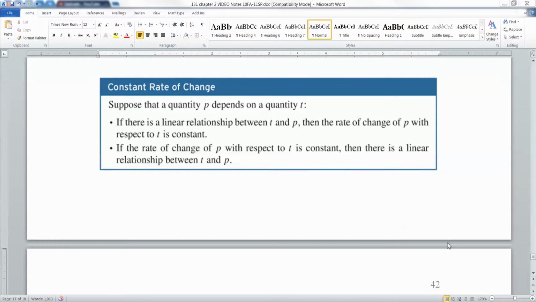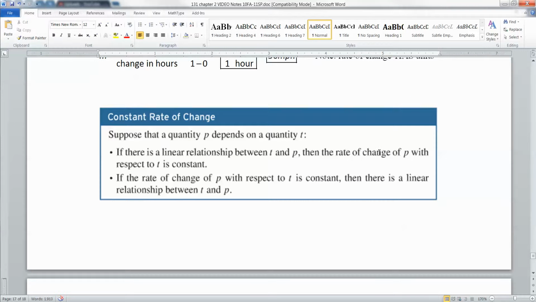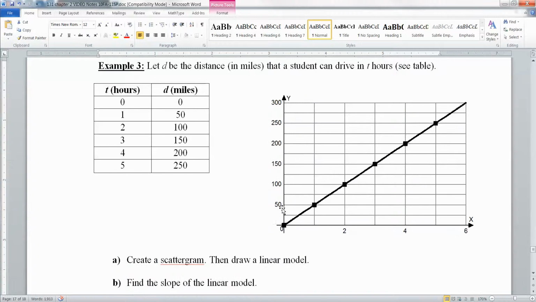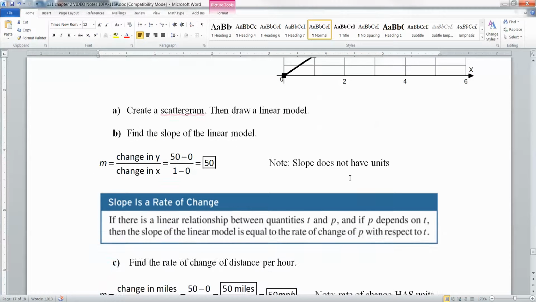We left off right here, and I wanted to reiterate that if your relationship is linear, that means you're going to have a constant rate of change. Constant meaning it's the same number every time. In other words, if your rate is constant, then you're going to have a linear relationship. That's what you're seeing with this problem. It goes up and over by the same amount every time. It's this steady rate. That means that it's a line.